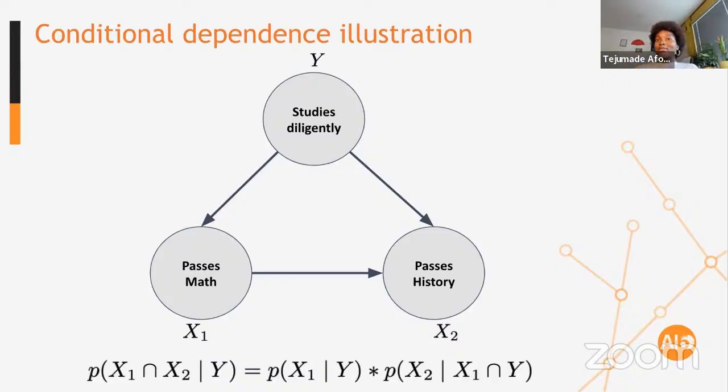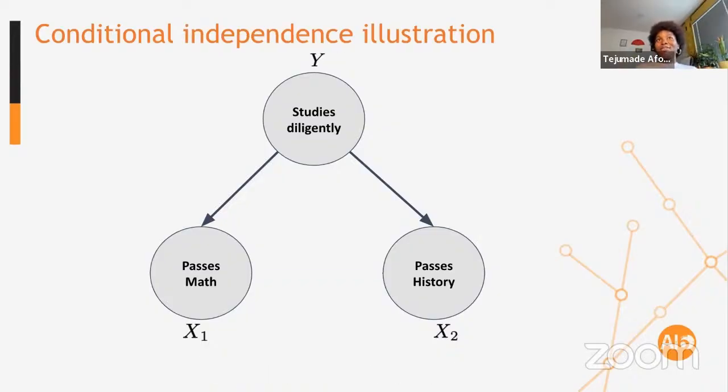So this is really difficult as you keep going. As you add more variables, you would have a lot of dependency, and it becomes a nightmare to model this dependency. So what naive Bayes tries to do is get rid of the dependency between the two variables x1 and x2. So you assume that passing math and passing history are not connected if you know that the student studied diligently.